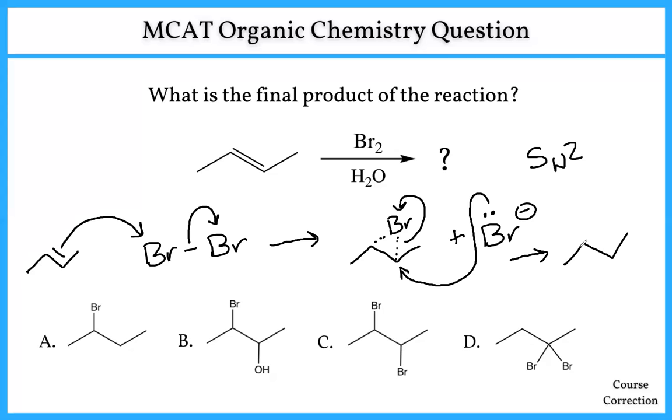Now, because this is a backside attack of an SN2 mechanism, what you want to know is that this is drawn with an anti-addition, right? And so what that means is that our first bromo is on a wedge and our second is on a dash. Okay, so a lot of reactions might be syn, in which they would both be dash or both be wedge. But when you're doing an SN2, you want to know that in this case, they are actually anti to each other because the second is coming from the backside.